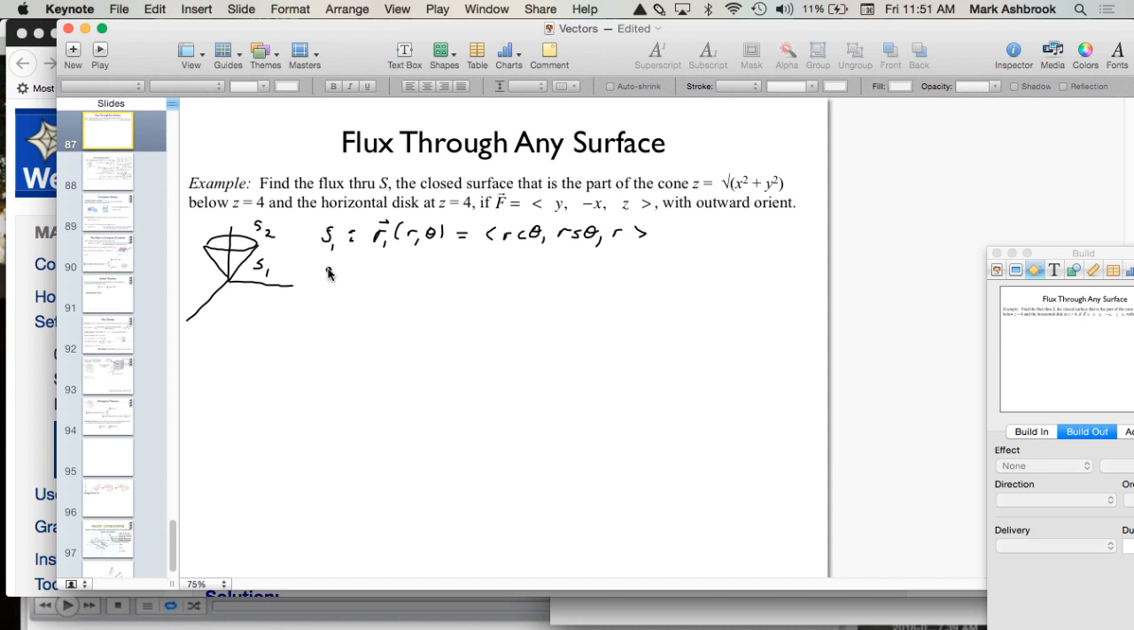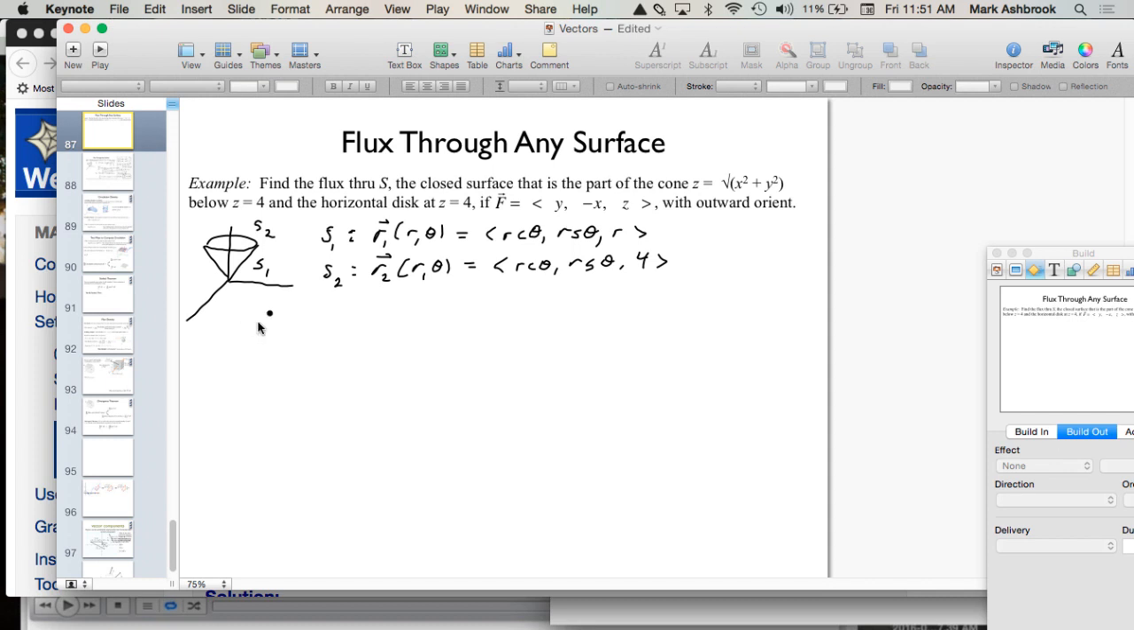And then for S2, r2 was r cos theta, r sine theta, and 4. Okay, so we'll do the flux for S1 first.